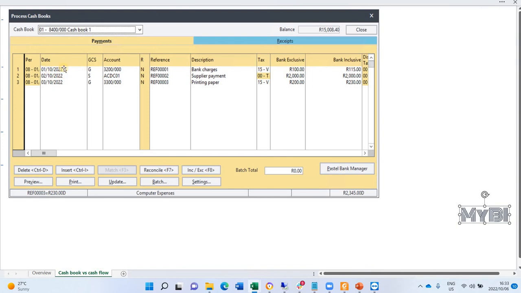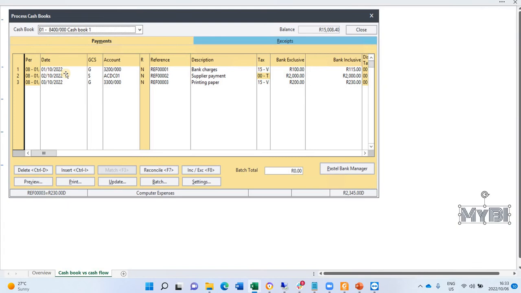We've got 3 lines. The first line was processed on the 1st of October. It was processed directly to your general ledger account. That's why it's got a G there. It's processed to 3,200, and it's got a reference here of ref 00001, and the description is bank charges, and it's got a VAT of 15, which means you have a VAT exclusive amount of 100, VAT inclusive of 150.